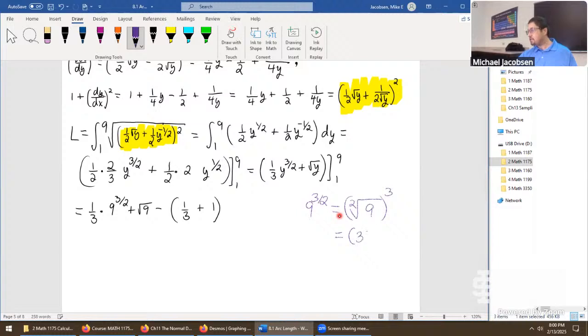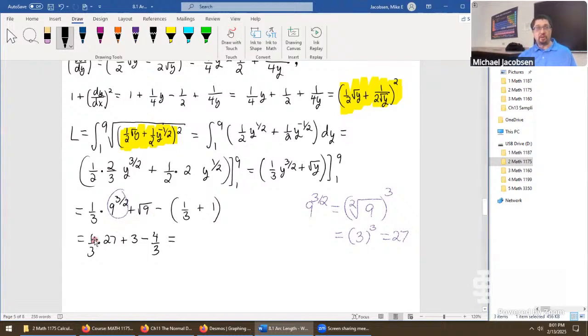Then we're taking the square root of 9, which is 3, and cubing it to get us a 27. So that whole thing, we're looking at a 27. So 1/3 times 27 plus 3 from over here, minus 1/3 plus 3/3 gives us 4/3. So that means we're subtracting 4/3.